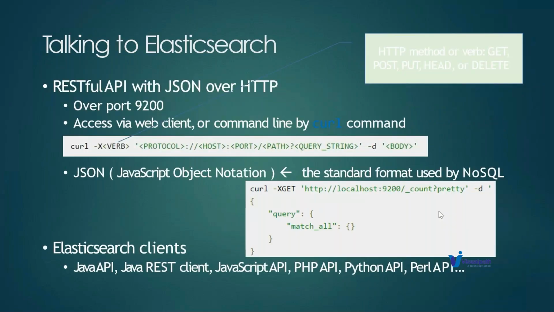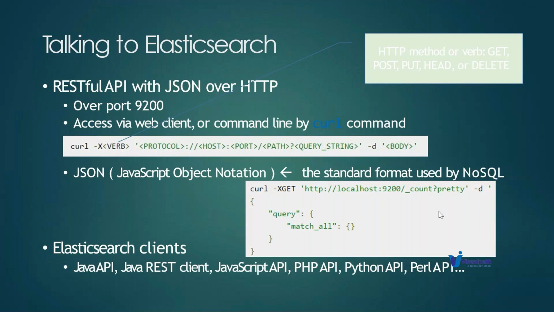Talking to Elasticsearch: how are you going to talk to an Elasticsearch DB? You can use RESTful APIs with JSON over HTTP calls. The port is 9200. Elasticsearch works on 9200, or 9300 in some cases, and you can access it through web or command line using a curl command. Let's see an example here. You can use a curl command with the protocol, the host for Elasticsearch, the port, the path, and the query string.